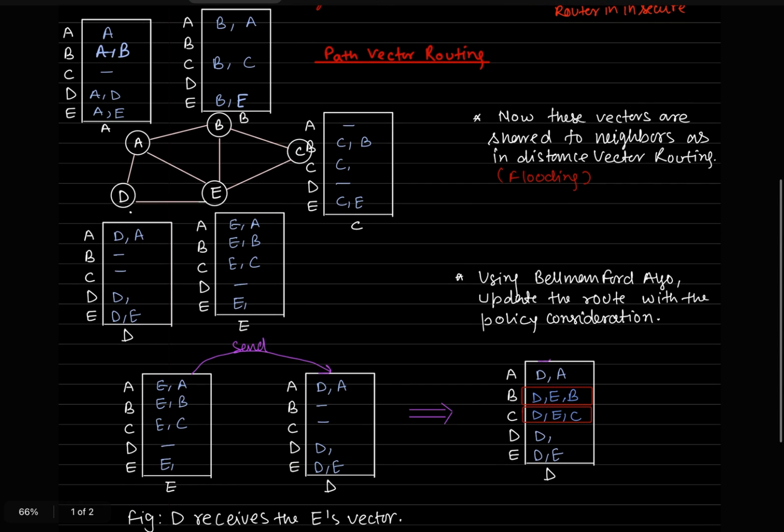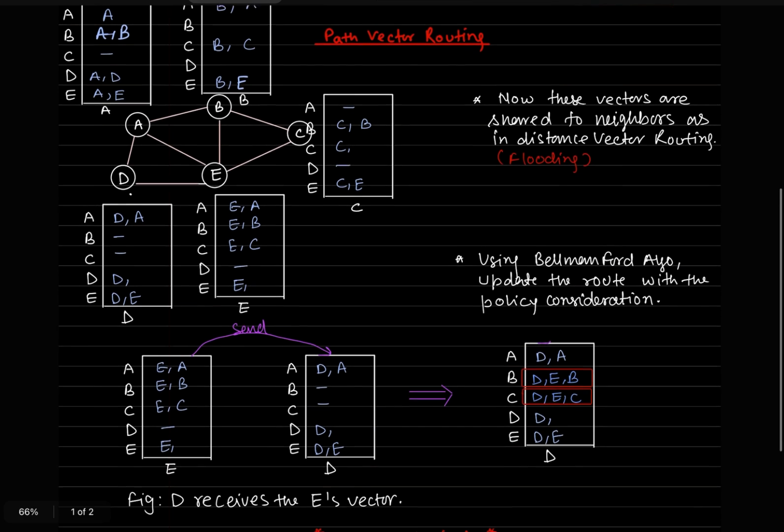Now, what process will we follow? These routers have their own vectors, and they will share their vectors with their neighbors. This process we call flooding. Once the routers send their initial vectors to all their neighbors, A, B, E and D will update their vectors as we were doing in the distance vector algorithm.